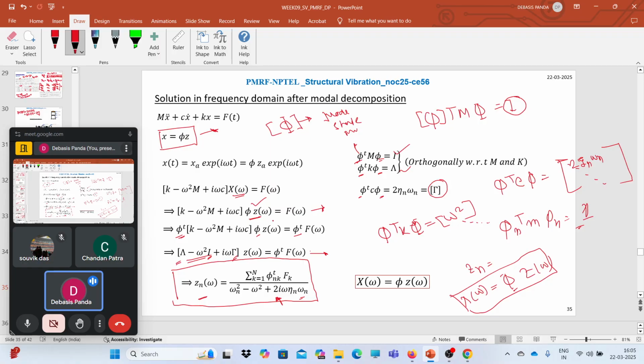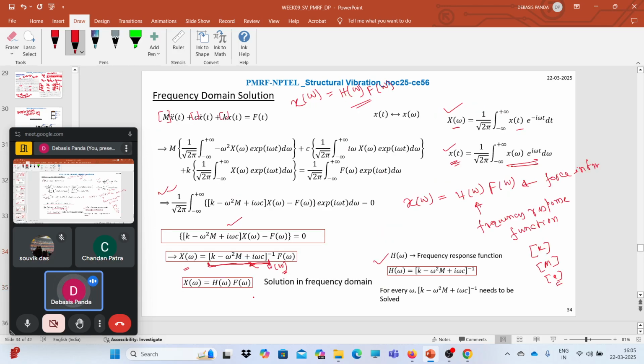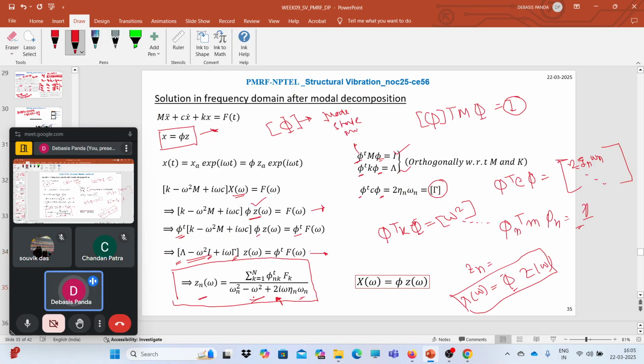So by this way, if we use this approach, we don't need to invert H(omega) at each time point for every omega. Instead, we can calculate everything using the modal information or mode shape information, and it will be computationally a little less heavy, right? So in this way, in the time domain as well as in the frequency domain, we can calculate the physical responses of an MDOF system like this.